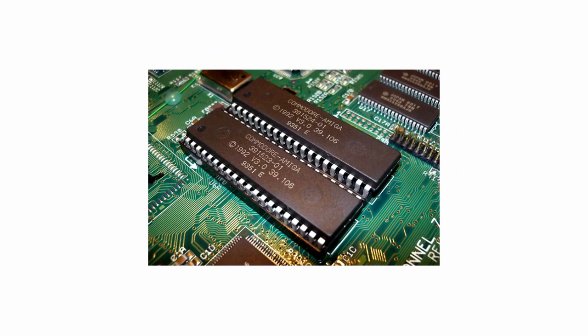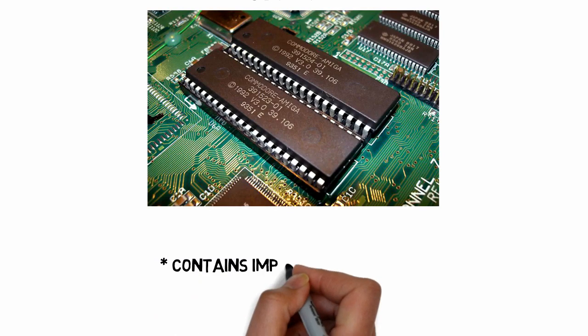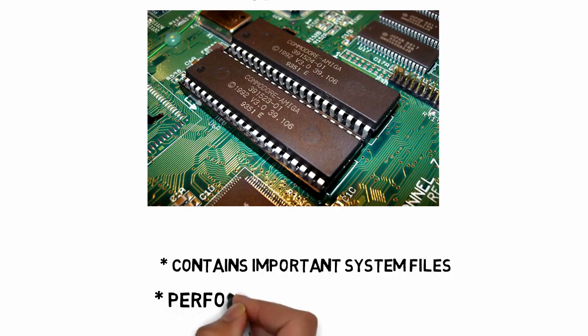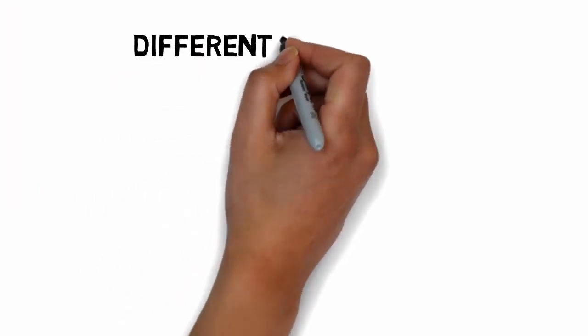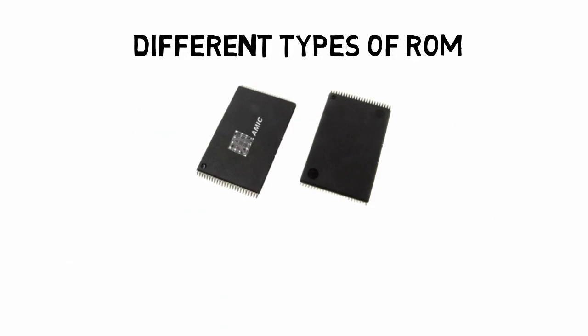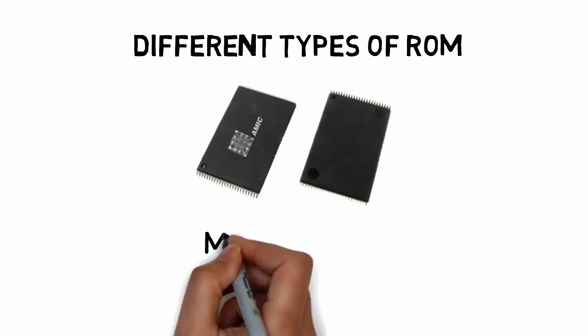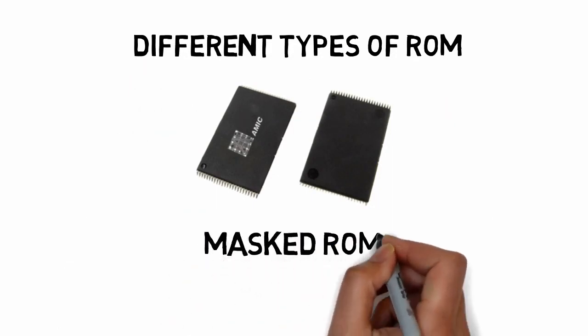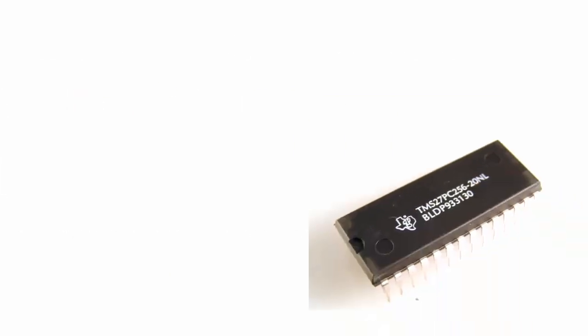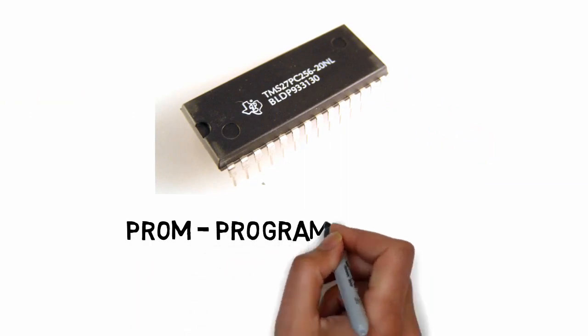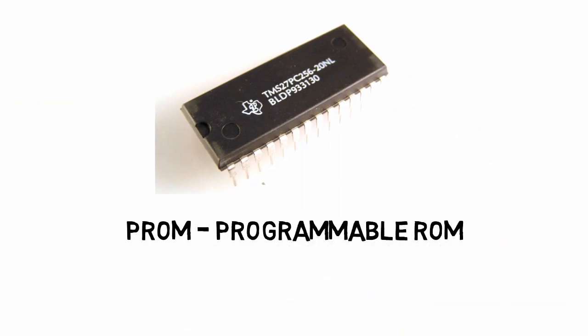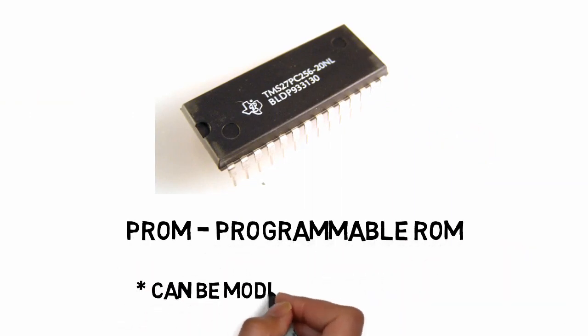ROM contains important system files that are required for the system to boot up, and it also performs major input-output tasks of the computer. Different types of ROM include masked ROMs. These are the very first inexpensive hardwired devices that contain a pre-programmed set of data or instructions. Another type of ROM is PROM, meaning programmable ROM. This type of ROM can be modified only once by the user and is not erasable. The user buys a blank PROM and writes a program on it.